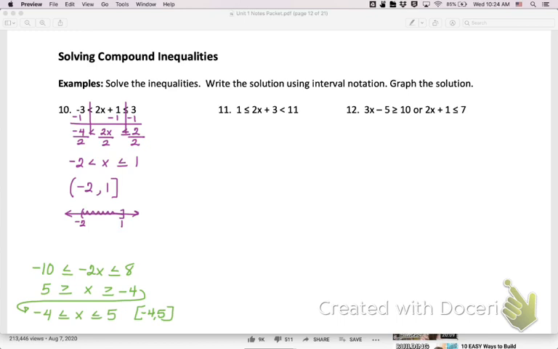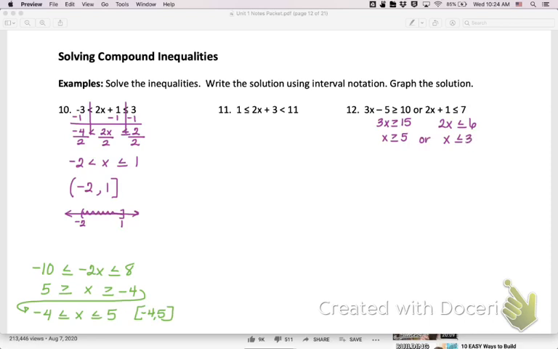I'm going to skip number 11 because I think that you can probably do that one on your own. It's very similar. Number 12 is an or inequality. So when you have this, it's basically two separate inequalities that are describing two separate areas on the number line. So we solve them separately. So here we get 3x is greater than or equal to 15. So that means that x has to be greater than or equal to 5. Or on this side, we get 2x is less than or equal to 6. And so x is less than or equal to 3.